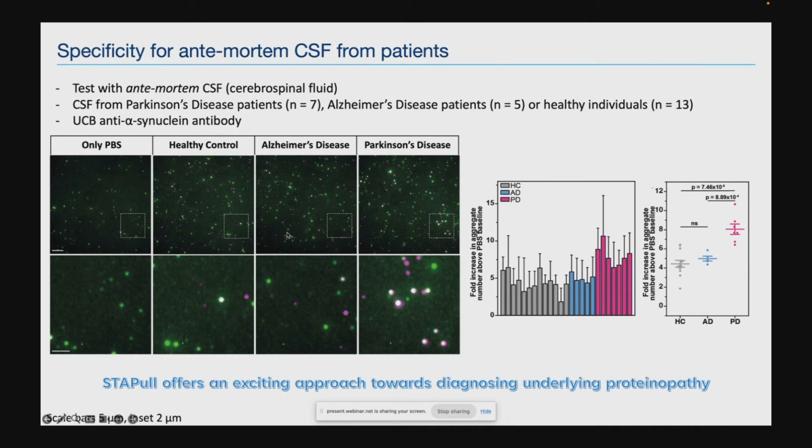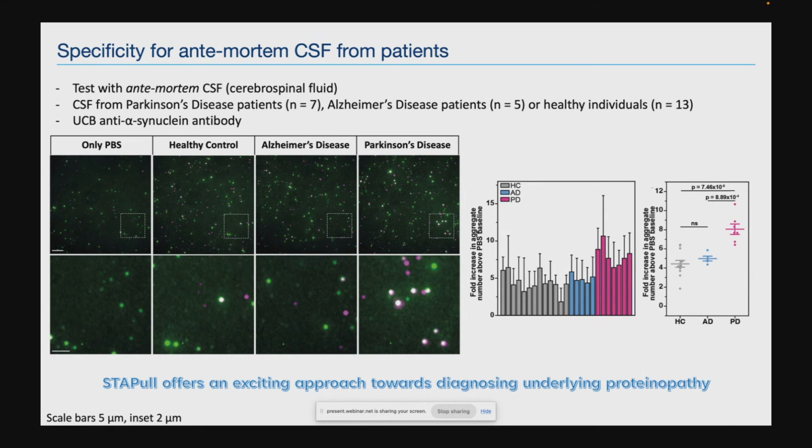And then when we look in the Alzheimer's disease, we're detecting some alpha-synuclein containing aggregates. But then when we finally look in the Parkinson's disease, we see that we get a statistically significant higher number of protein aggregates. So we're detecting more protein aggregates containing alpha-synuclein in the Parkinson's disease case compared to the healthy control or the Alzheimer's disease patient. So therefore, staple offers an exciting approach towards diagnosing these underlying proteinopathies. So we're specifically detecting protein aggregates made from a specific protein in biofluids from patients.